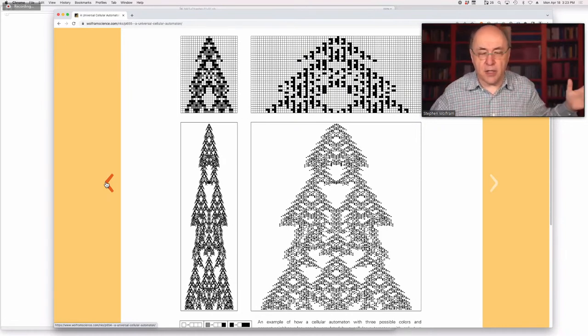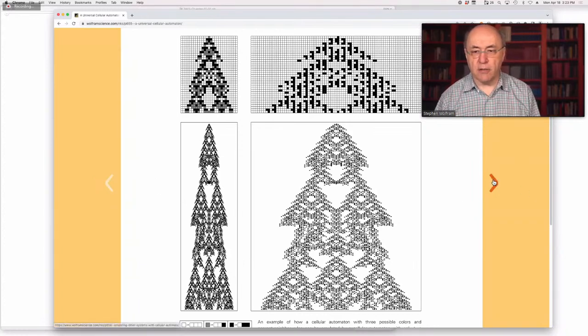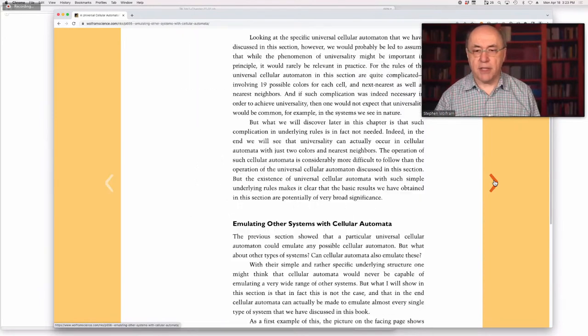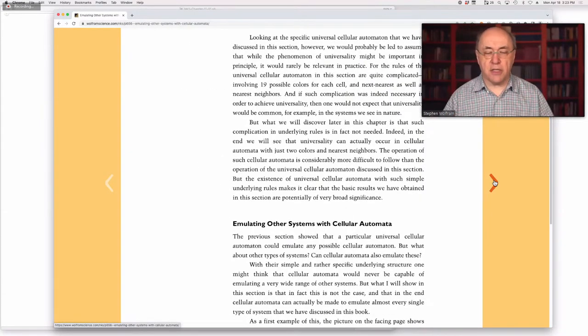Or is it the case that there's just one bucket of universal computation? So what we're going to argue is there's just one bucket of universal computation. But to give that argument, we have to say, well, let's look at these other kinds of computational systems out in the computational universe. Can they be emulated, for example, by our universal cellular automaton? Okay, so the next couple of sections talk about that question.